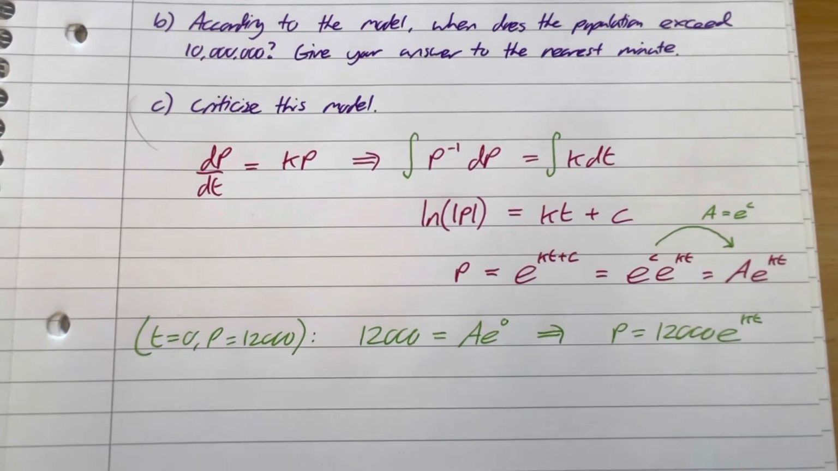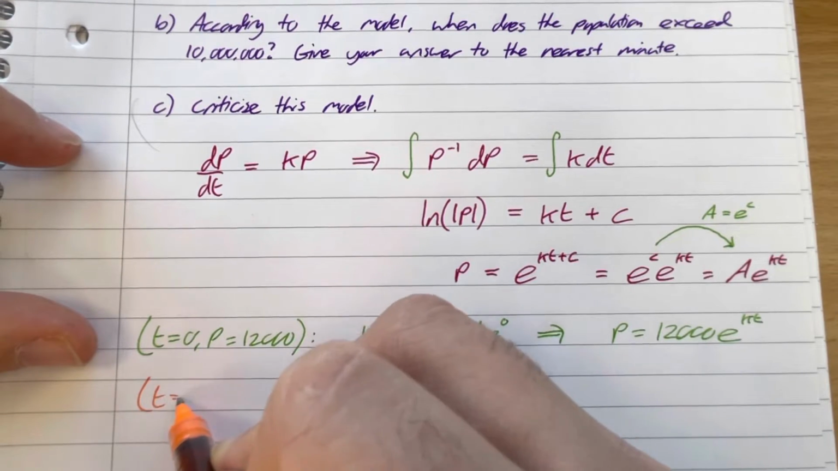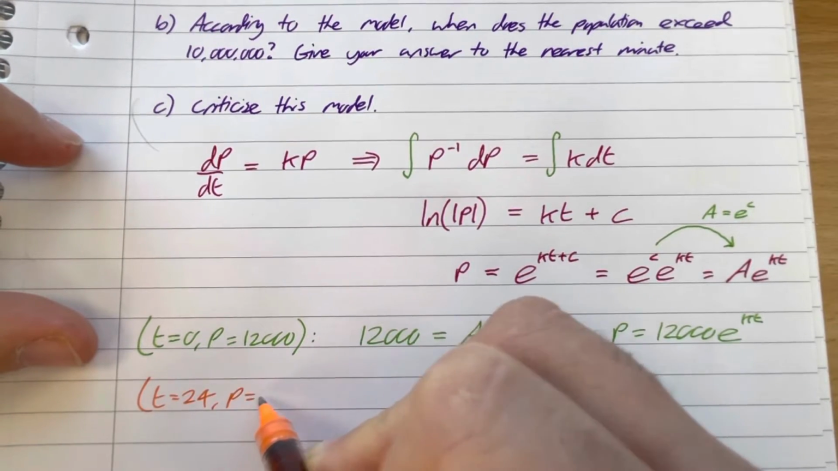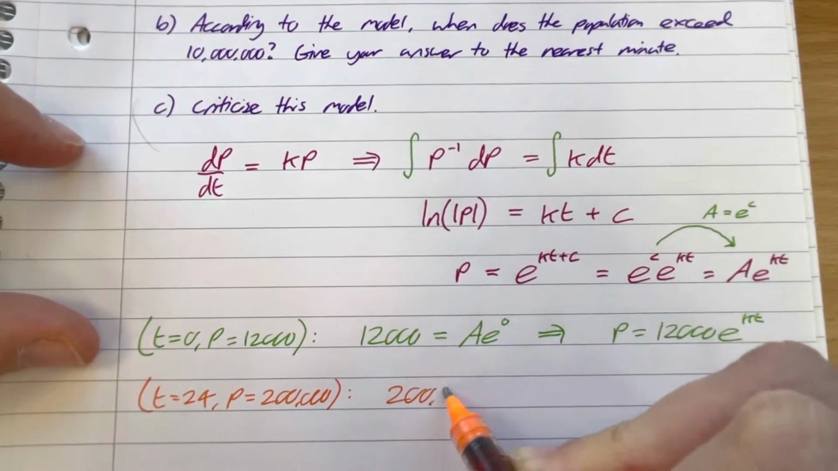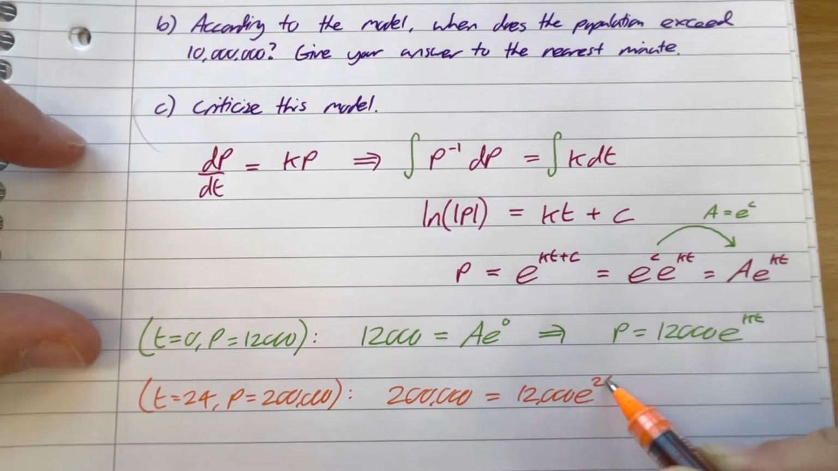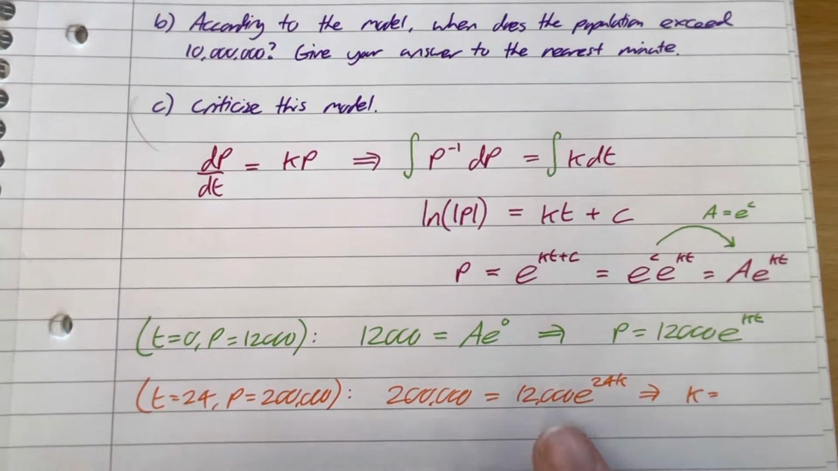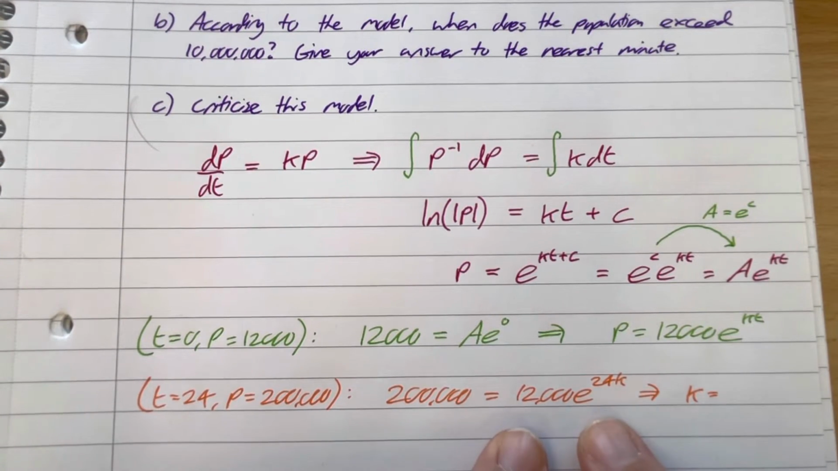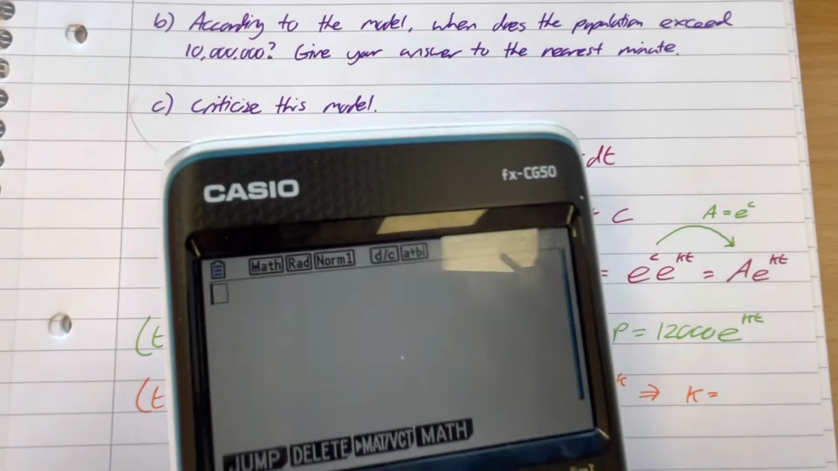And then the other piece of information is going to give us our value for k. So when t is 24, P is 200,000. That gives us 200,000 equals 12,000 e to the 24k. And make k the subject. What I'm going to do is divide by 12,000, take the natural log of both sides, and then divide by 24. Okay, so I'm going to do all that in one step.